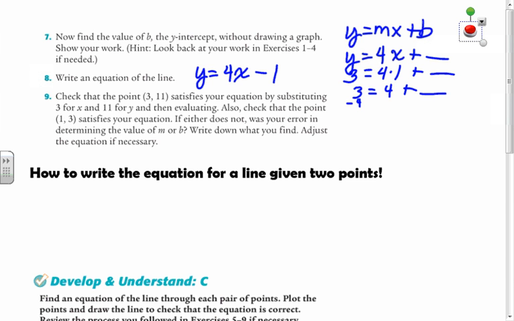Now we might want to check that to make sure that the other point is also satisfied by that equation. So if I put 3 where the x is, 4 times 3, subtract 1, that should equal my y value, which is 11. And you can see that that's true.